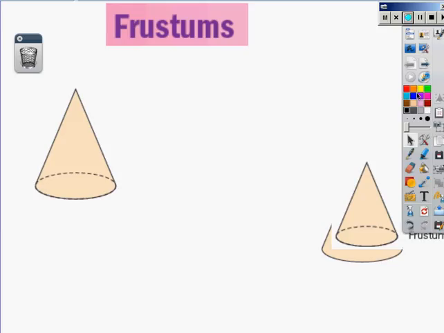Okay, welcome to the final section in this chapter, and it's definitely the most difficult, so if at any point you need to pause it, rewind and listen to it again, please feel free to do so. Okay, so the topic is called frustums, and what is a frustum first of all?